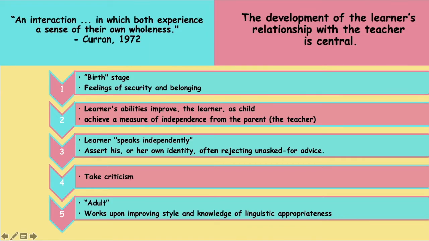In the first stage, which is the birth stage, the feelings of security and belonging are established. In the second stage, as the learner's abilities improve, the learner, as child, begins to achieve a measure of independence from the parent or the teacher. By the third stage, the learner will be able to speak independently and may need to assert his or her own identity, often rejecting unasked-for advice. The fourth stage sees the learner as secure enough to take criticism. And in the last stage, the learner merely works on improving style and knowledge of linguistic appropriateness. By the end of the process, the child has become an adult. The learner knows everything the teacher does and can become a teacher for a new learner.